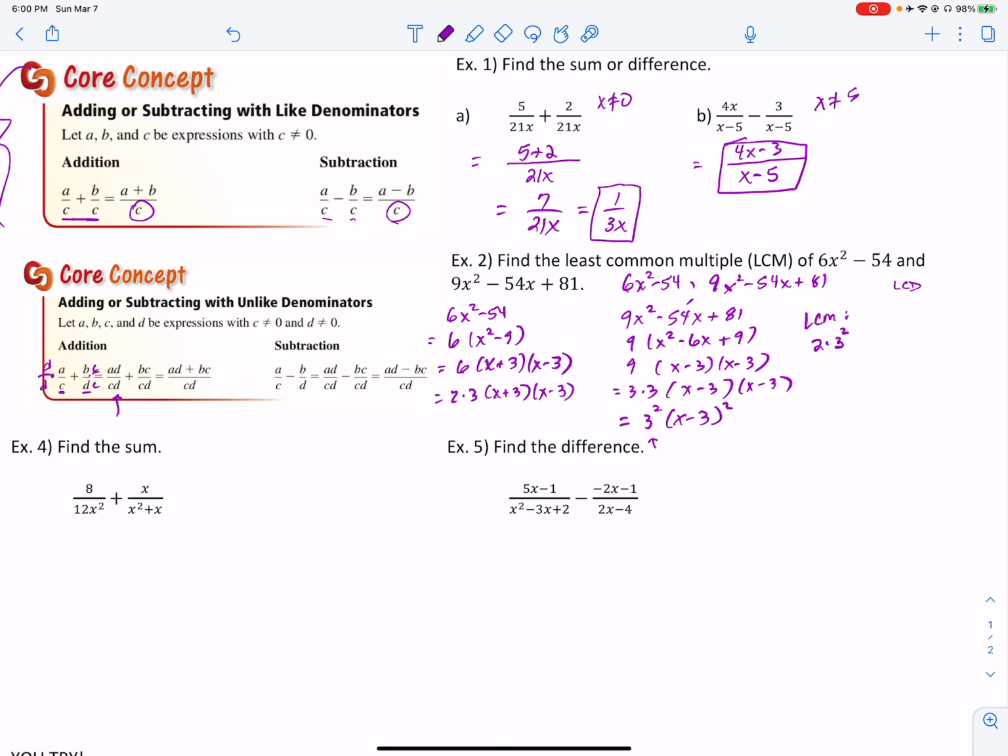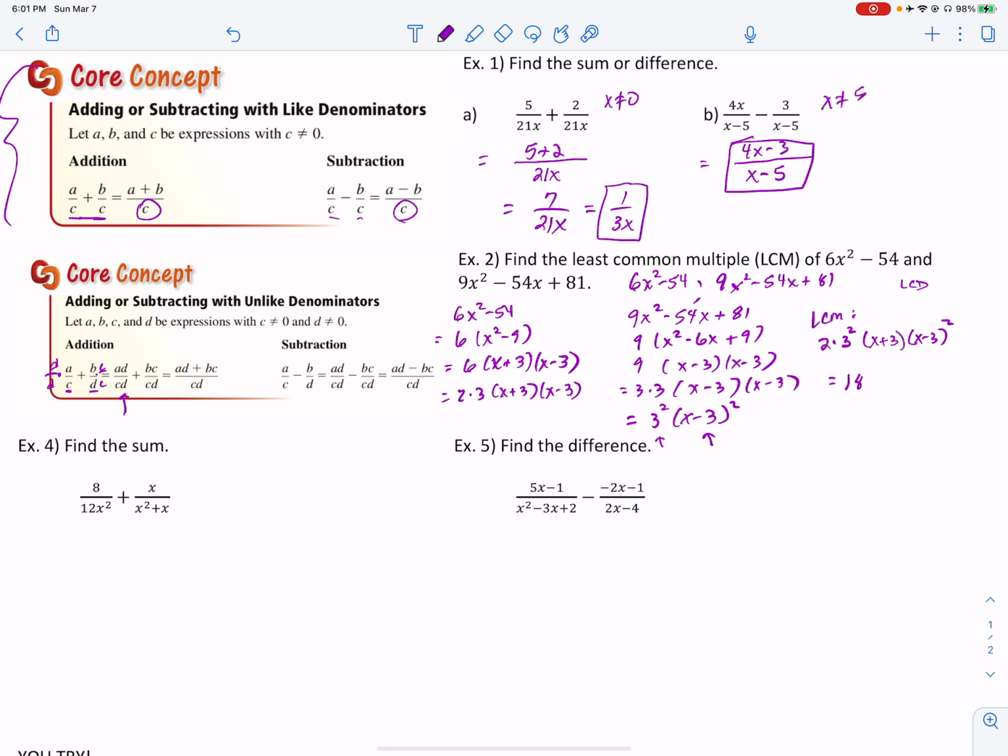Then in the first one I see an x plus 3, and then I also see an x minus 3 in each of them, but x minus 3 is squared. It is in there twice, so I have to take it twice. And that's my least common multiple. So 2 times 9 is 18, and we'll leave it 18. Just leave it factored, x plus 3, x minus 3. Don't multiply those out. And that is my least common multiple. And that is what you would need each of the denominators to become.